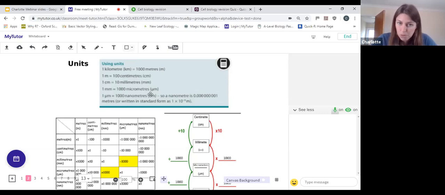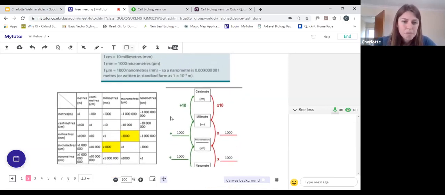They've put a handy sentence on the bottom here. So 1 micrometer is 1,000 nanometers. So a nanometer is 0.000000001 meters, or written in standard form as 1 times 10 to the minus 9. We're going to carry on and do standard form in a bit. So if you're a bit confused about what that means, don't worry, we'll run through that in a second. So those are your basics. There's a really nice table here of converting between meters and all of the others.